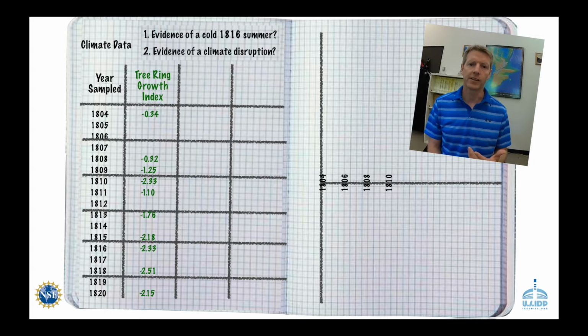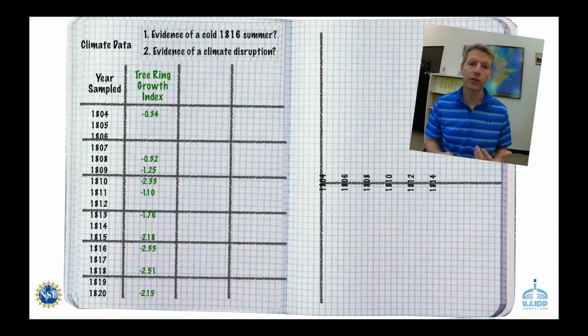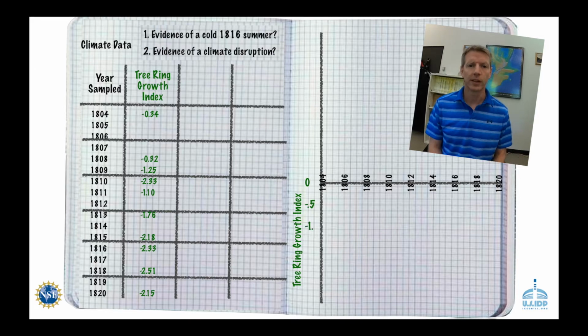So let's start off and create our axes. If you look at the data, you can see that we range from close to 0 all the way down to about -3. So let's create some axes that go from 0, and we'll do a spacing of every 0.5. So you can write 0, -0.5, -1, and so on on that y-axis. And then the x-axis, of course, is going to be the years, our yearly observations. So it'll start in 1804 on the left and go all the way up to 1820 on the right.